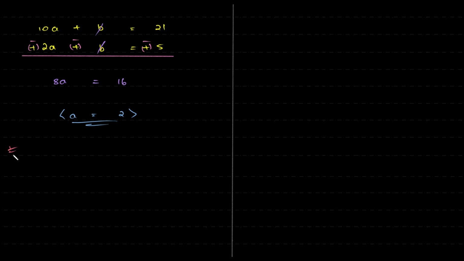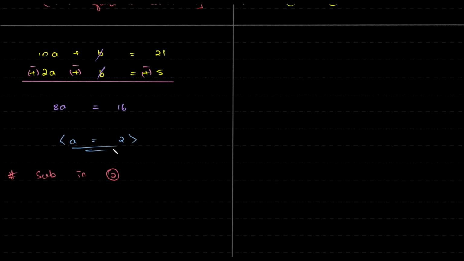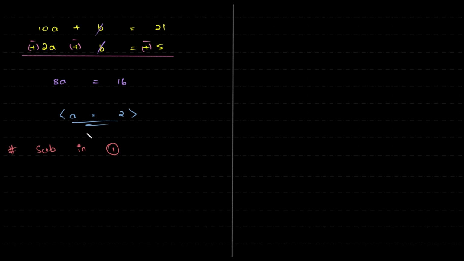Substituting a in one of the equations, sub in 1 or 2 or whatever that is. Okay, doesn't matter actually, but so 2 times 2 plus b is equal to 5. So therefore b is equal to 1. That's it. So finally you can summarize the answer. a comma b is equal to 2 comma 1. So that would be your answer.